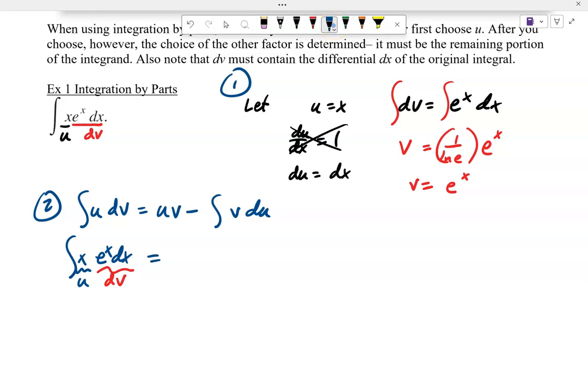So the integration of u dv is uv. So u is x, v is e to the x. There's our u times v, minus the integration of v. Here's our v, e to the x, and du. What's du? dx.